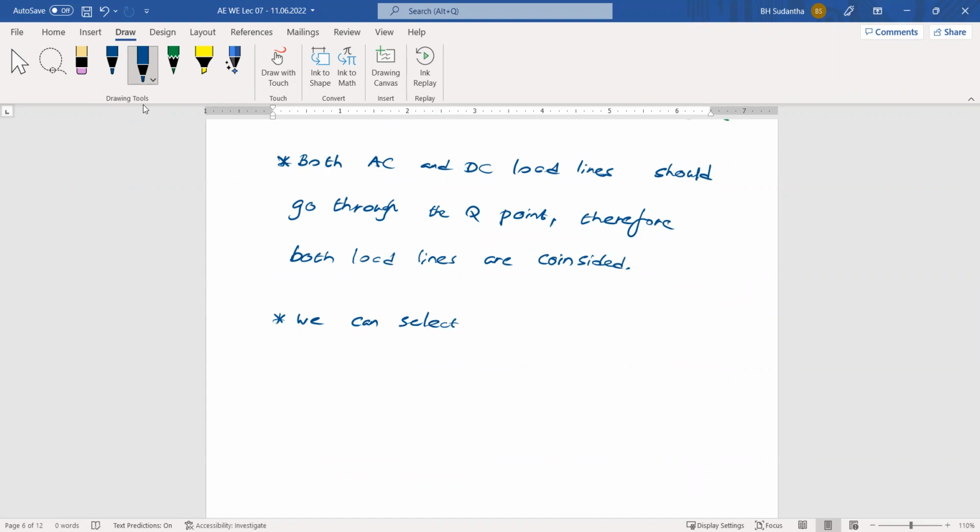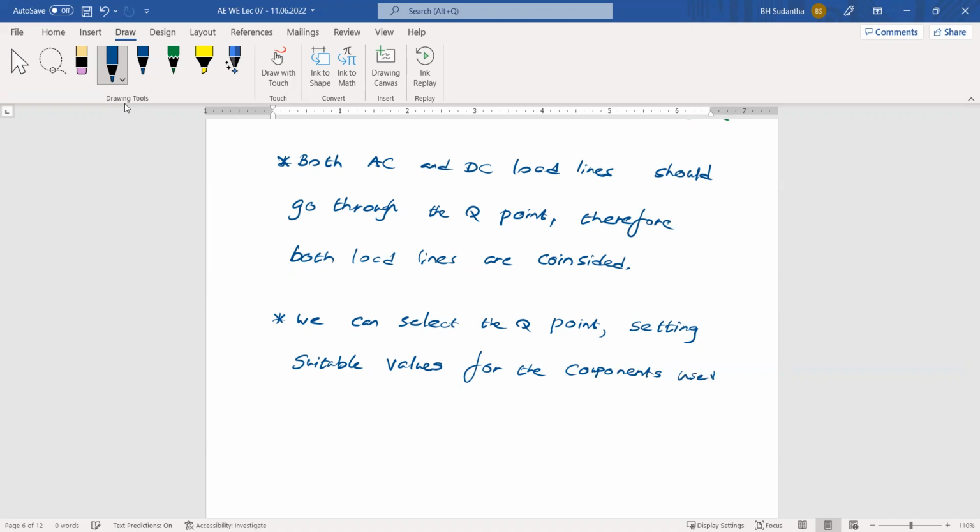We can select the Q point by setting or selecting suitable values for the components used in the biasing.